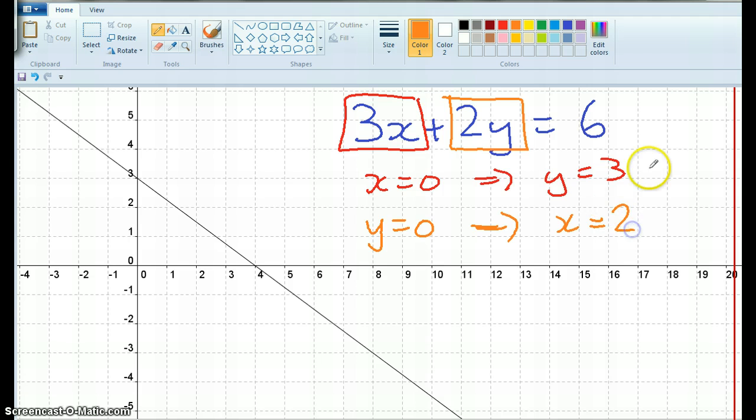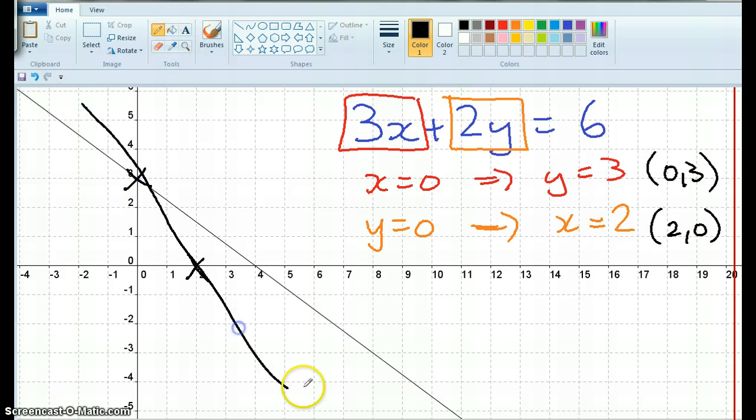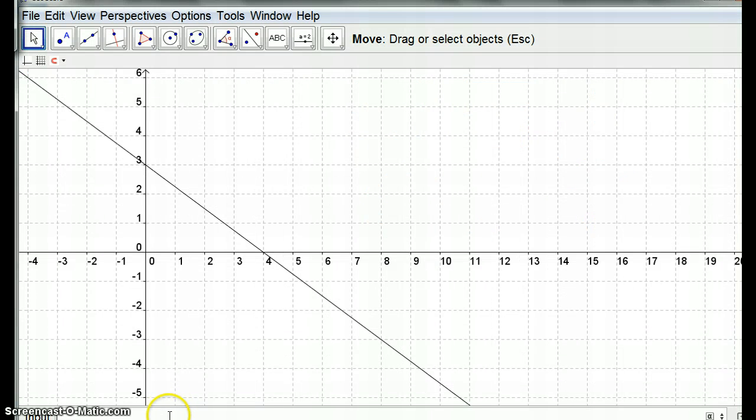2. So what are my points? Here I've got (0, 3), and here I've got (2, 0). So (0, 3) and (2, 0), and it's going to go through there. So let's try it. 3x plus 2y equals 6. There we go. Okay? So we've learned a new trick. Did you want to do another one?